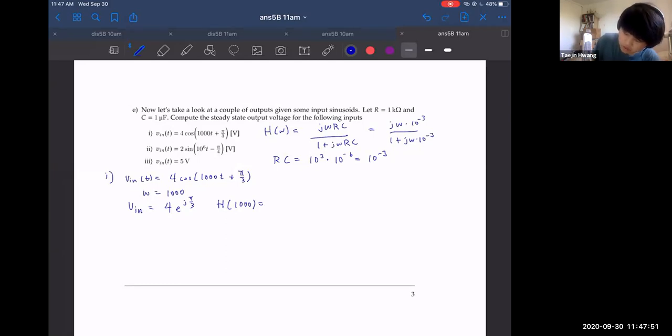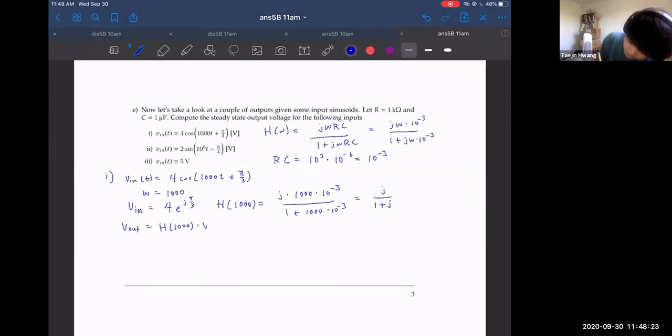And you might notice that this is j times 1000 times 10 to the minus 3 all over 1 plus j times 1000 times 10 to the minus 3. 1000 is really 10 to the 3, so these all cancel out, and we end up with j over 1 plus j. And the last thing we need to do is to say that V out is equal to H of 1000 times V in.